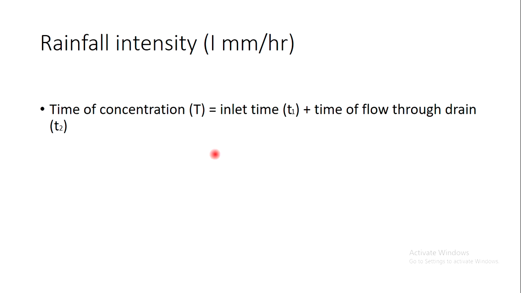Once we know the value of C, next is to find the value of I, which is nothing but the rainfall intensity. Before going to the rainfall intensity, it is important to know what is time of concentration. The time of concentration is the sum of the inlet time and the time of flow through the drain. Let us see what is inlet time and what is time of flow through the drain.